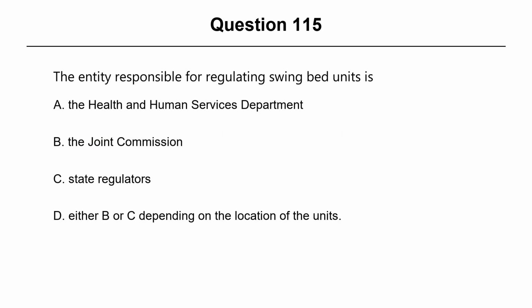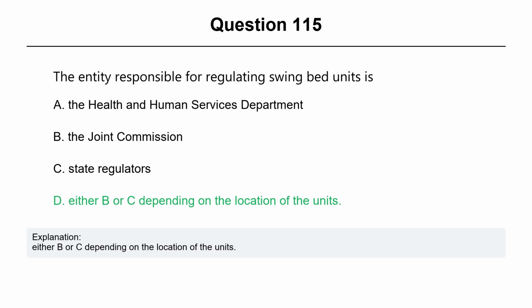Question 115. The entity responsible for regulating swing bed units is Option A, the Health and Human Services Department. Option B, the Joint Commission. Option C, state regulators. Option D, either B or C depending on the location of the units. The correct answer is option D, either B or C depending on the location of the units.